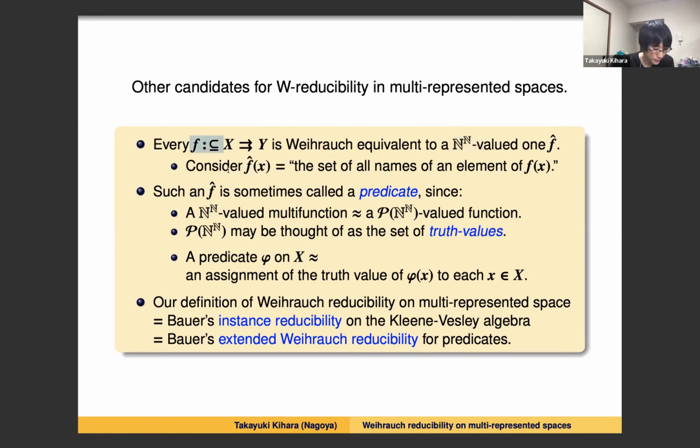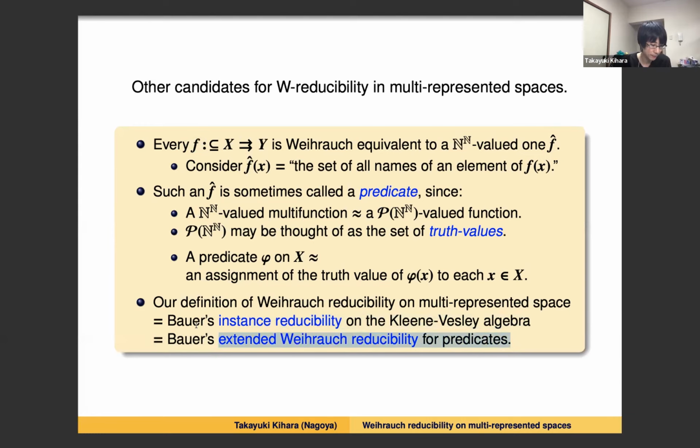Because we can see this function f by changing the output value to names of the value. Then this is Weihrauch equivalent to f. So for this reason, the codomain can always be Baire space. And another Weihrauch, called the Baire space valued multi-valued function, a predicate, and introduced a reducibility notion for predicates called extended Weihrauch reducibility.